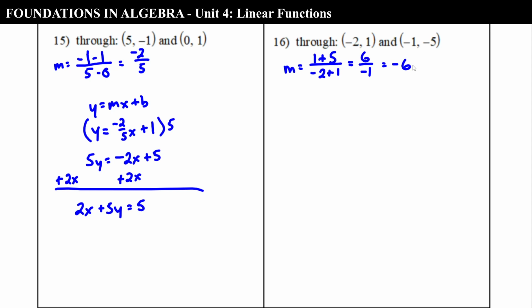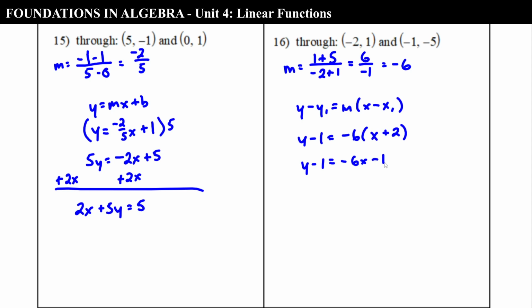And for this one, we cannot go to slope-intercept form because we don't have a y-intercept as one of the points. So we are going to go to y minus y1 equals m times x minus x1, our point slope form. So let's use the first point. So y minus 1 equals our slope, negative 6 times x plus 2, okay? Because minus and minus gives us a plus. So y minus 1 equals negative 6x minus 12.